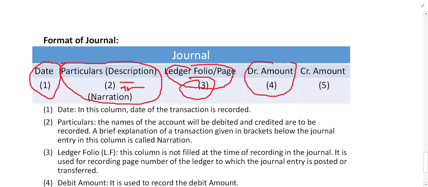Next column is for debit and the last column is for what? For credit. The debit amount debit.